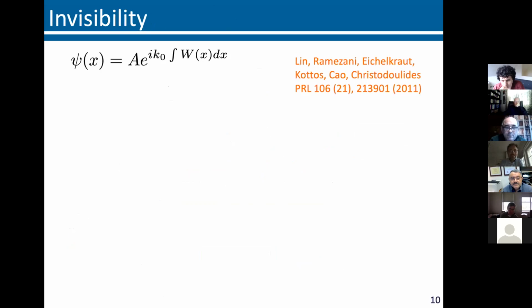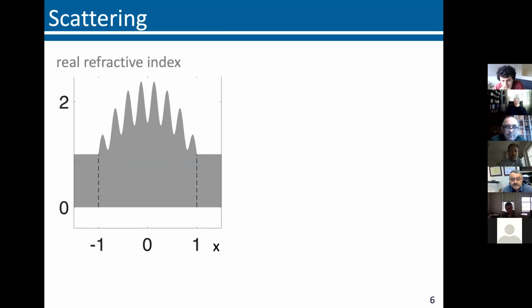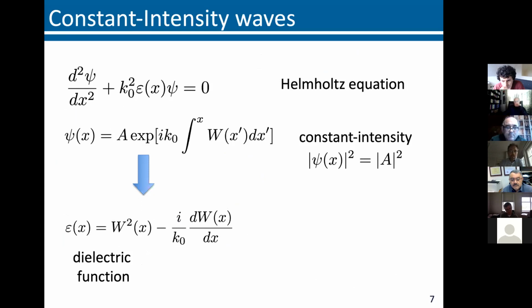So the way you design your constant intensity waves is that you can say, okay, I start with some arbitrary generating function W that I choose at will. And from this, I will get a real part of the epsilon and an imaginary part of epsilon. And if I propagate only through the real part of epsilon, then I get the scattering. But if I add the gain and loss, then I get what I get.